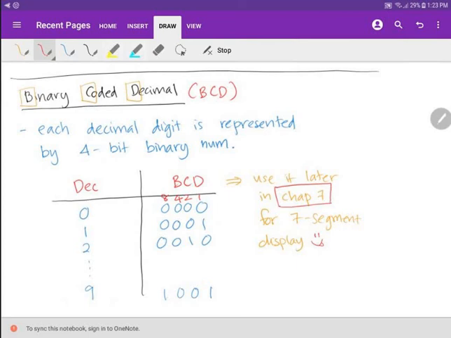So with that we have concluded with this chapter of numbering system. Any questions that you have so far?